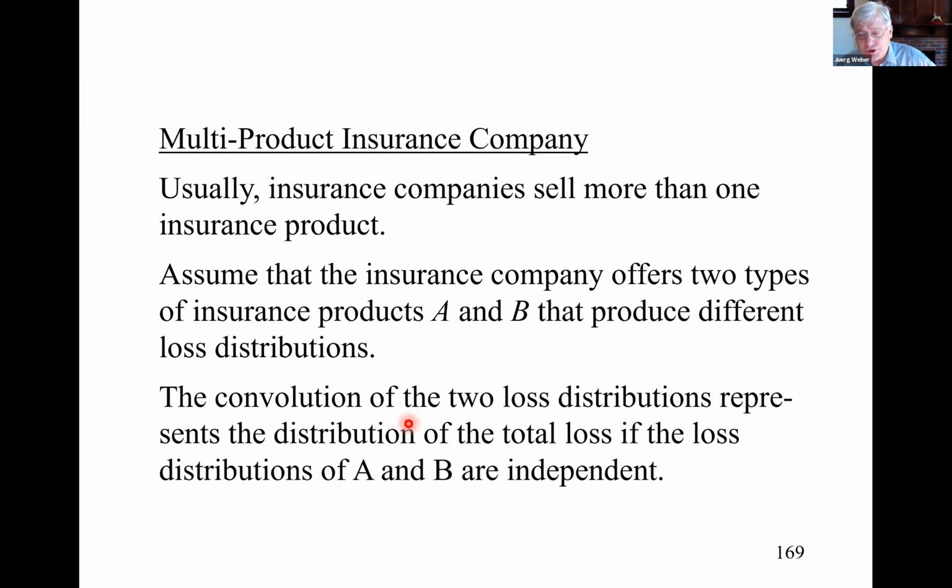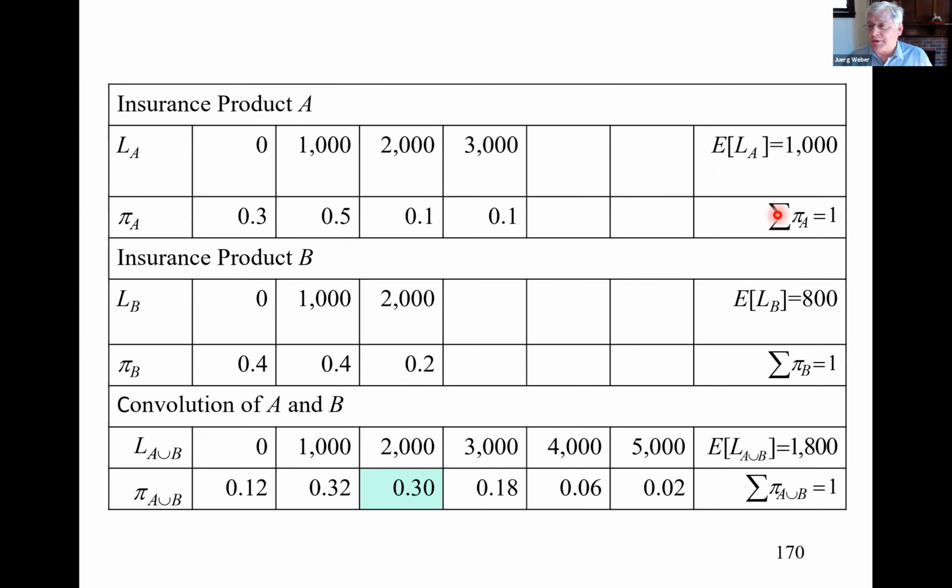So the convolution of the two loss distributions represents the distribution of the total loss of the insurance company. Each product, A and B, has its own loss distribution, and if those distributions are independent, then we can calculate the convolution, and this convolution is the overall loss distribution. I will make an example here.